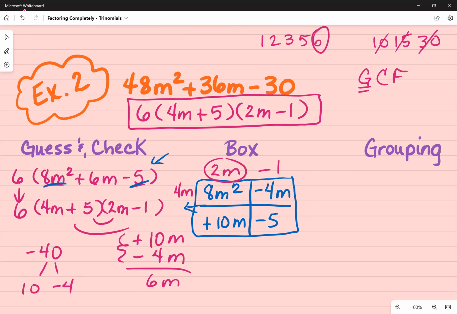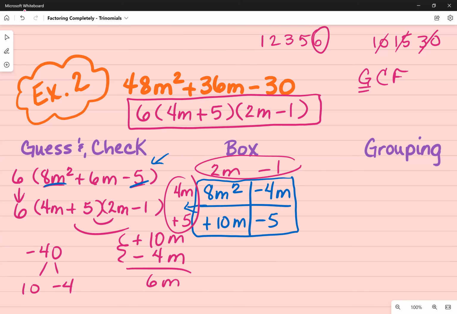And 2m times what will give me 10m? If I'm looking at that, I see it's positive 5. So the sign that's closest to where you're writing is the sign that comes out, just so you're aware of that. And if I notice, I see that these are my factors.